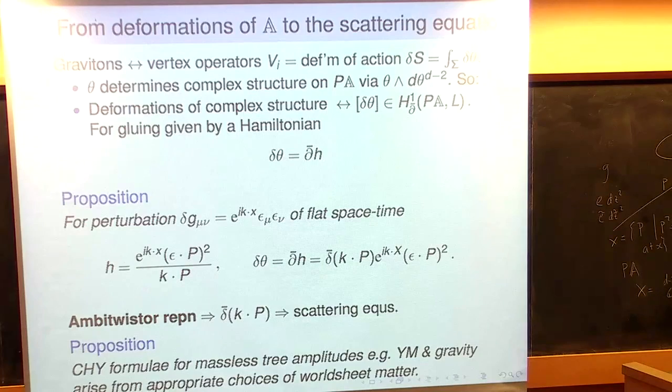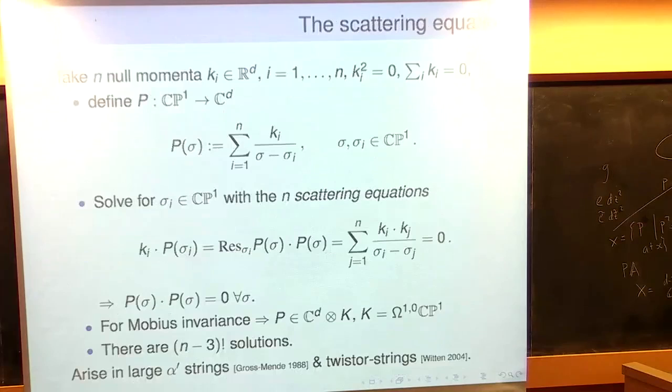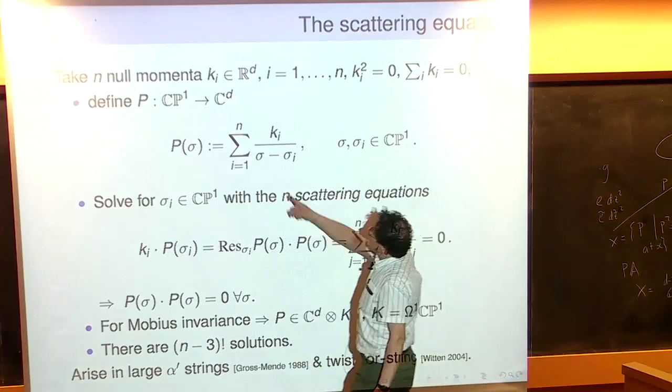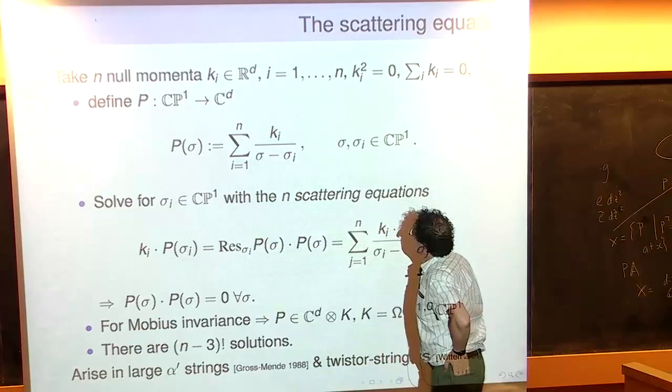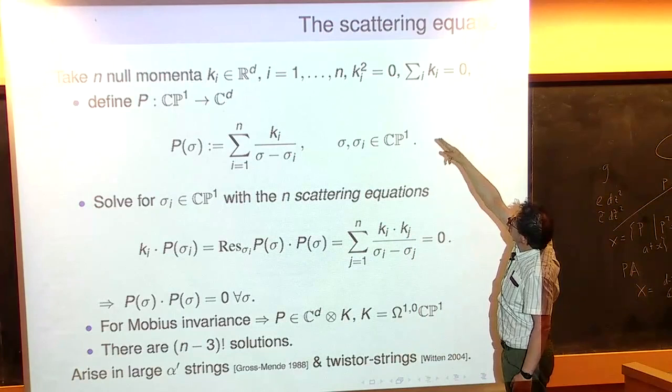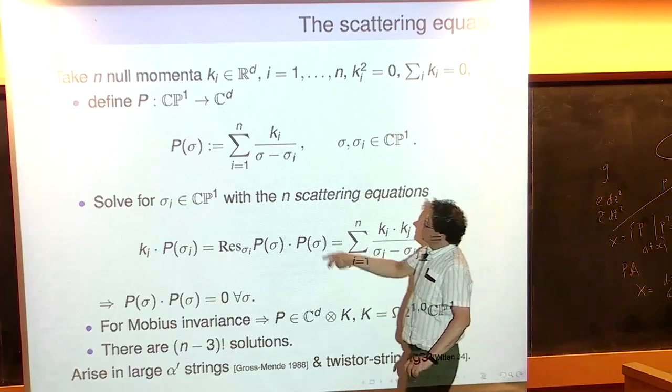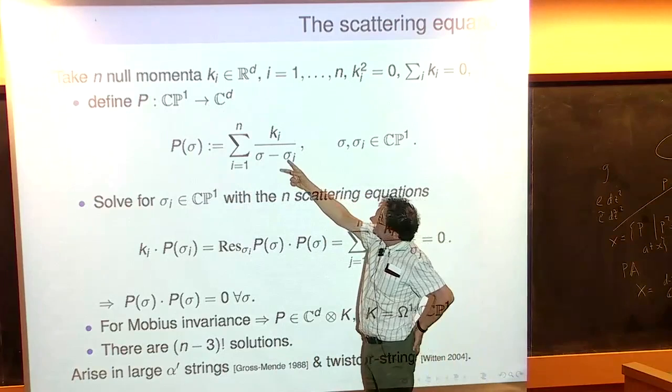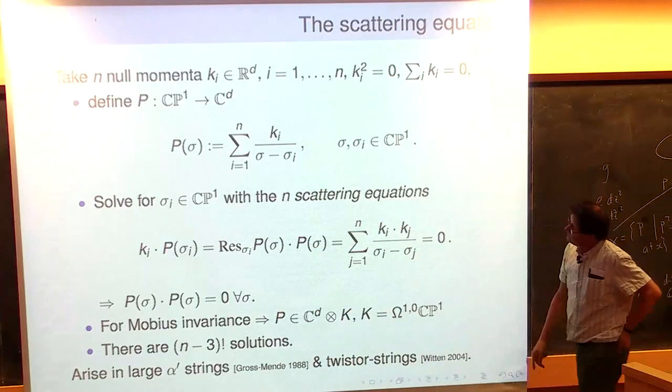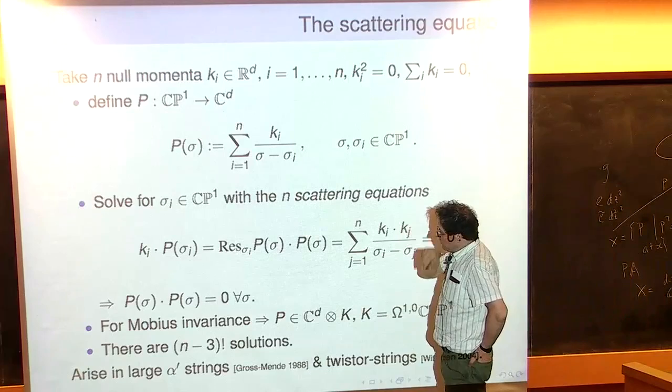Okay, I'm running out of time. So these are the scattering equations, and just for people who haven't seen what the scattering equations are, you take n null momenta on the sphere. These are the k_i, the null momenta for particles that are scattering. First of all, they're massless, k squared equals zero, and they are conserved: they add up to zero. And you write down this P, which is going to be a function on the Riemann sphere, whose residues at the n mark points are going to be the k_i. What we're going to want is that this P squared vanishes.